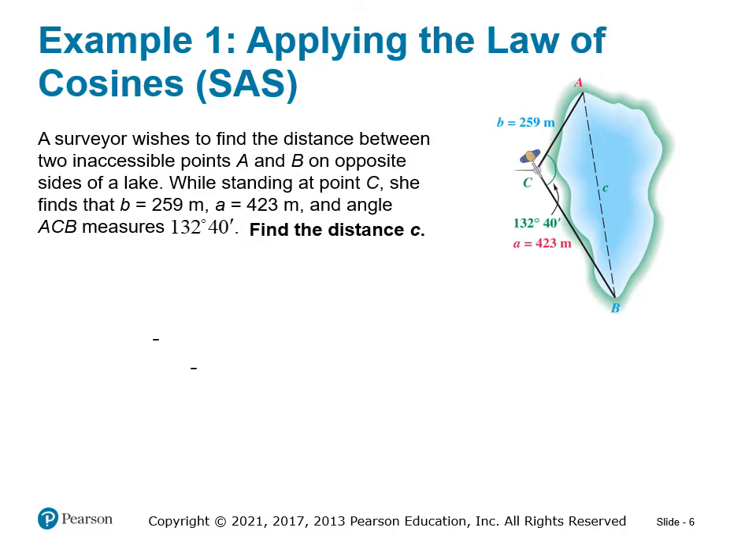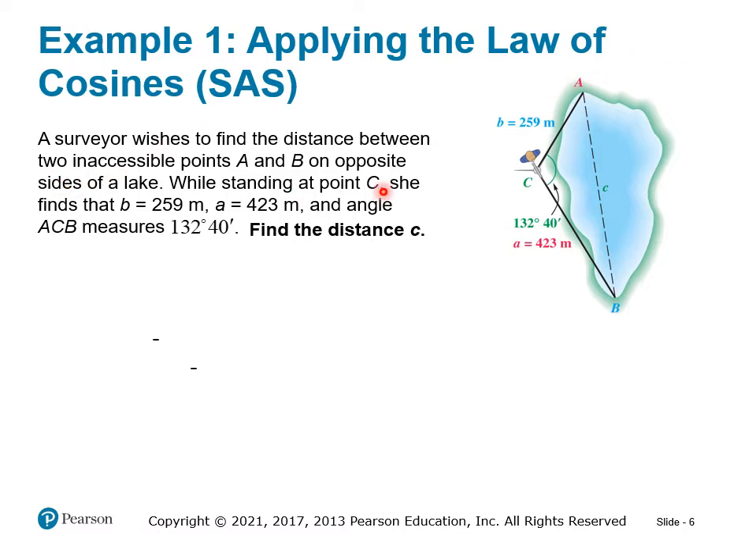All right, let's look at a problem. This is probably the easiest problem to solve. The law of cosines works specifically with side, angle, side: two sides and the angle between them, okay? A surveyor wishes to find the distance between two inaccessible points A and B on opposite sides of a lake. I say this is one of the easiest problems because you've got the diagram here.